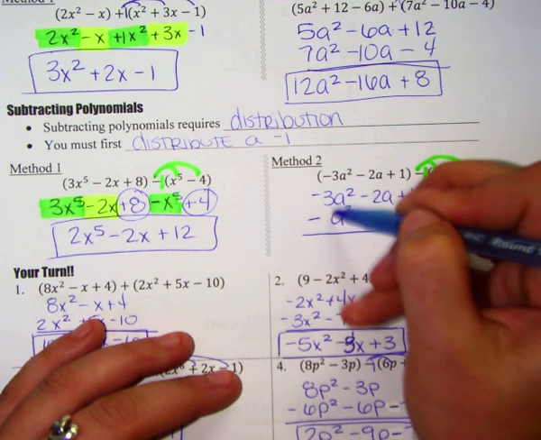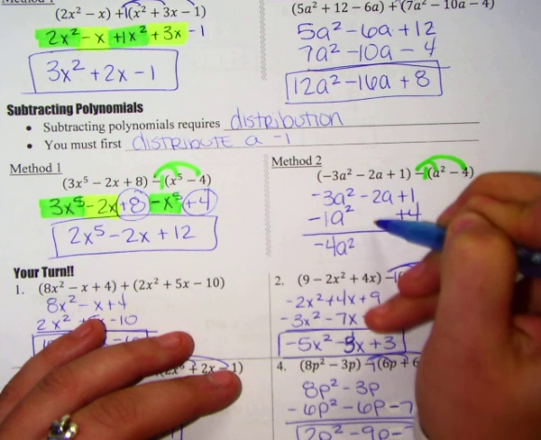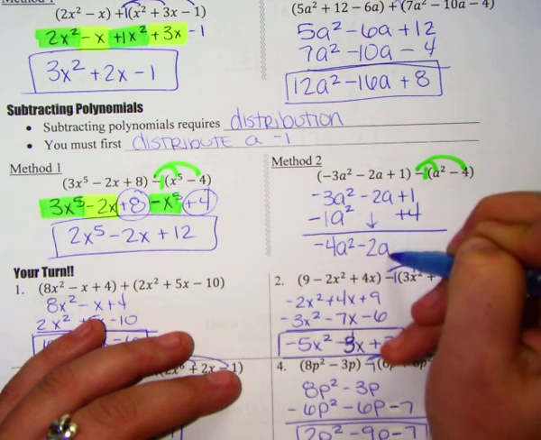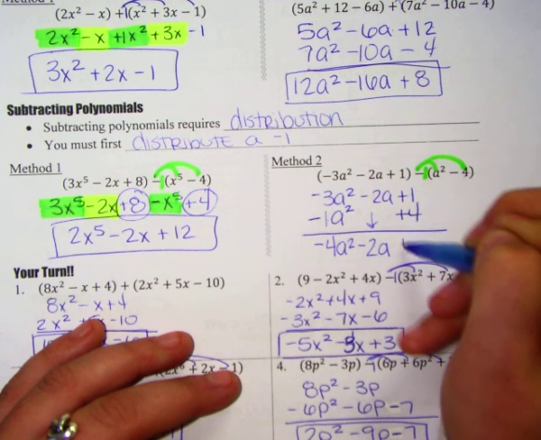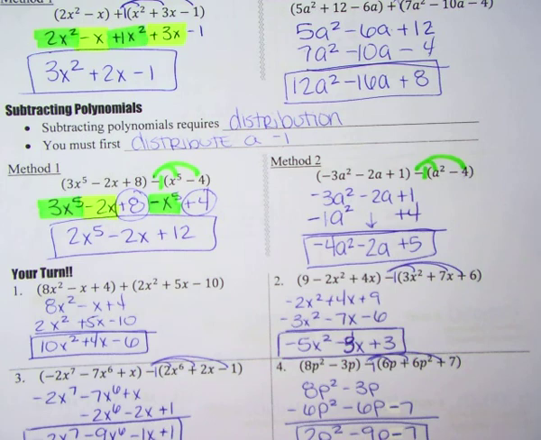Everything's lined up, so I'll just add straight down. -3 minus 1 is a -4, a squared. There's nothing to combine with for the 2a, so I'll just write it down. 1 plus 4 is 5. Choose the method you prefer to solve everything else.